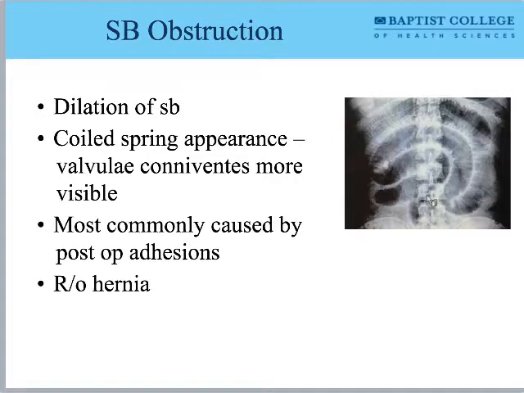In addition to that, the valvulae conniventes are more visible, and those are those little haustral folds, if you will, kind of all throughout the small bowel. We can see them as small lines on this image here. And then this is most commonly caused by some kind of post-op adhesion or possibly a hernia. So we'll want to scan lower and see if there's maybe an inguinal hernia or something like that going on.